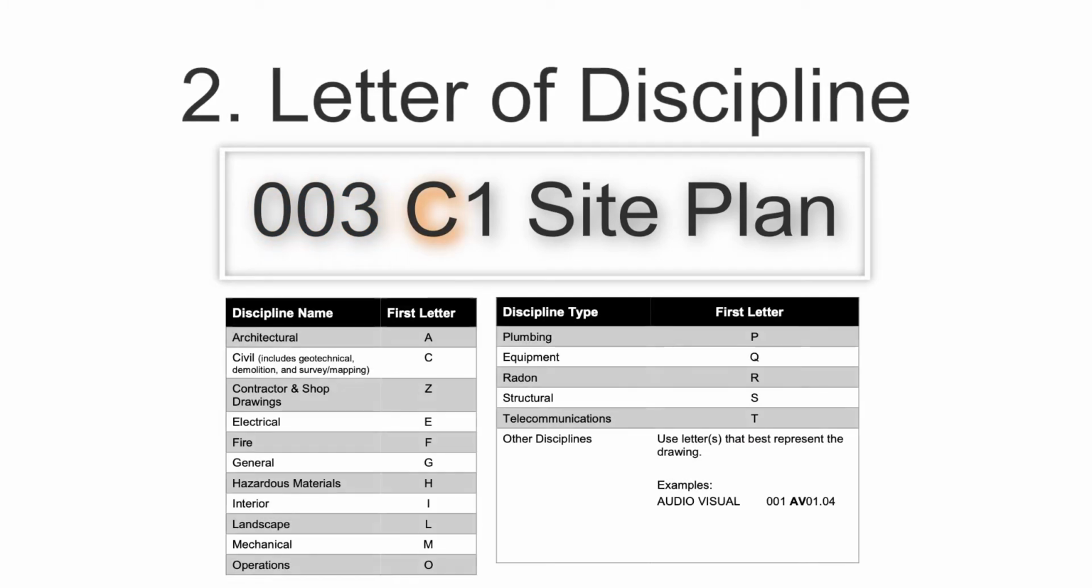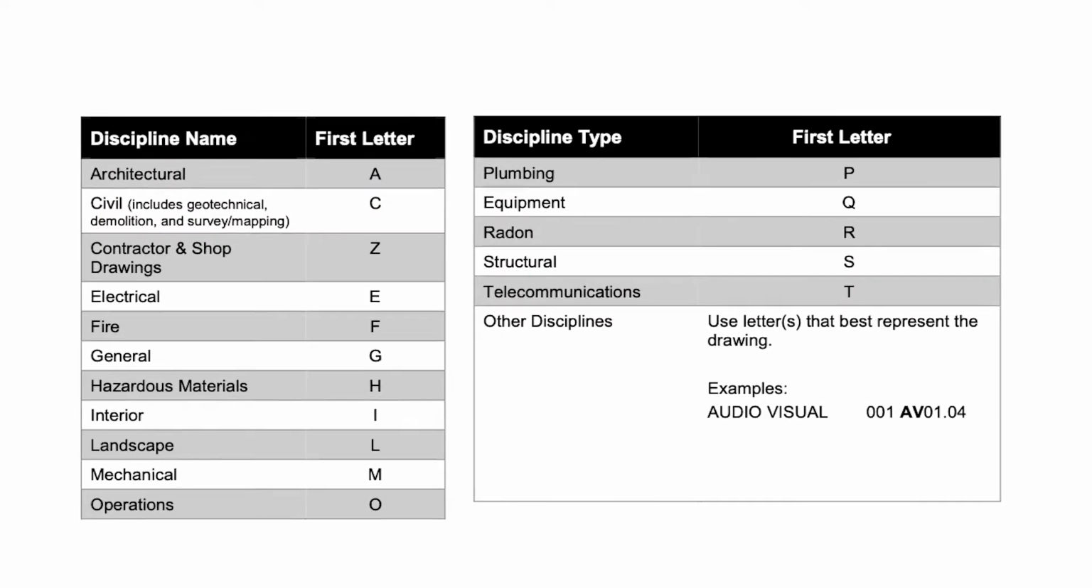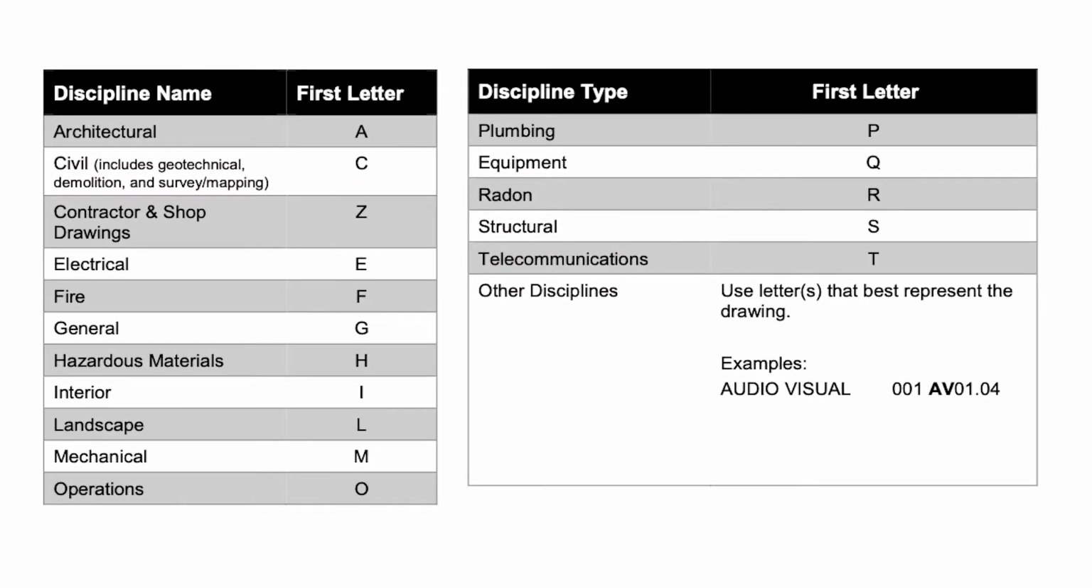Next, be sure your file names include the first character of the discipline area. All plans, including the associated details, should be submitted under the correct discipline area. For example, use the letter A for architectural and the letter S for structural. Pause this video and take a screenshot to save this discipline key for later use.